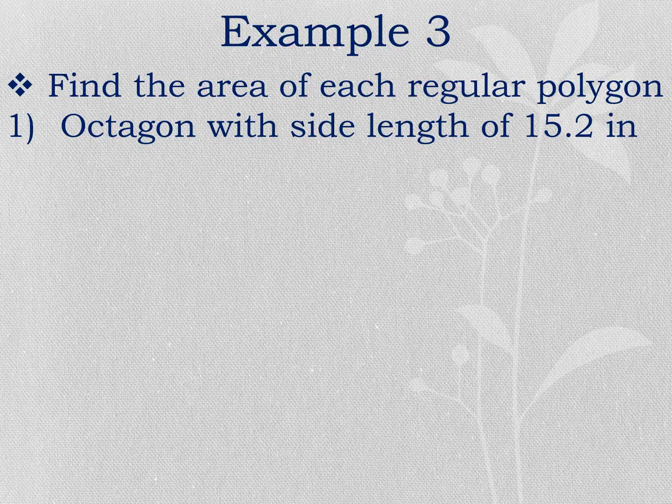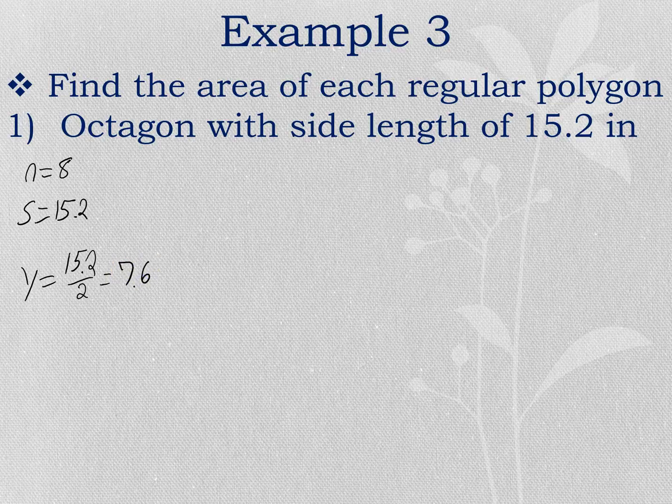So the octagon has side length of 15.2 inches. So octagon, N is 8. Side length S is 15.2. So our Y value is half of the side length, which is 7.6. Our angle is 180 divided by number of sides, which is 22.5.